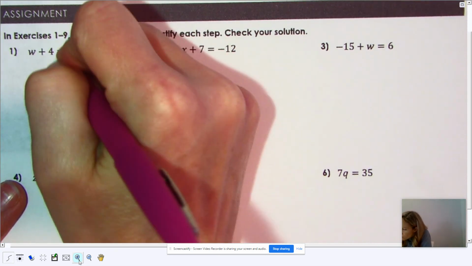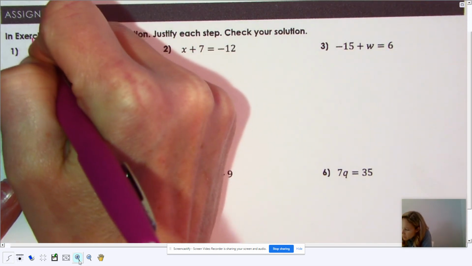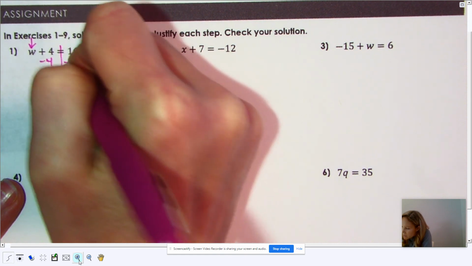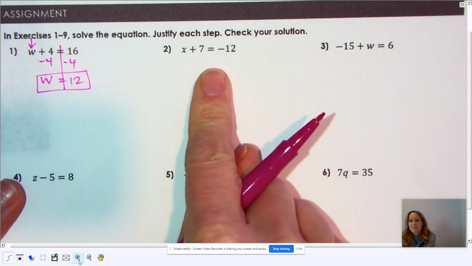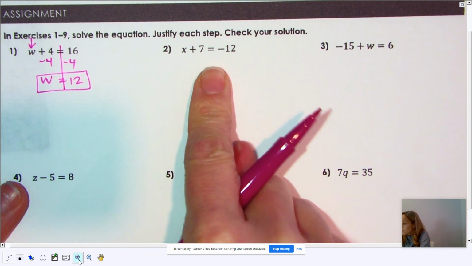So for question number 1, there's the W, we do the opposite of +4, so we go -4 on both sides, so W equals 12. I'm going to skip the even one. You guys can do that one on your own.